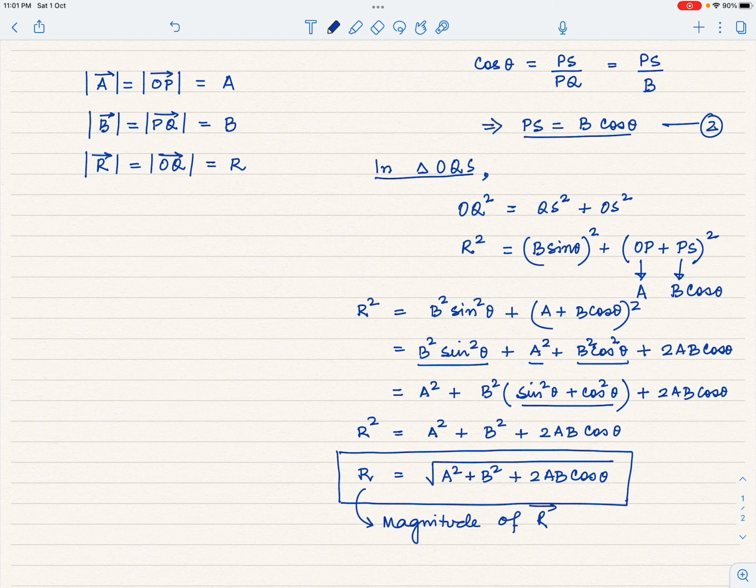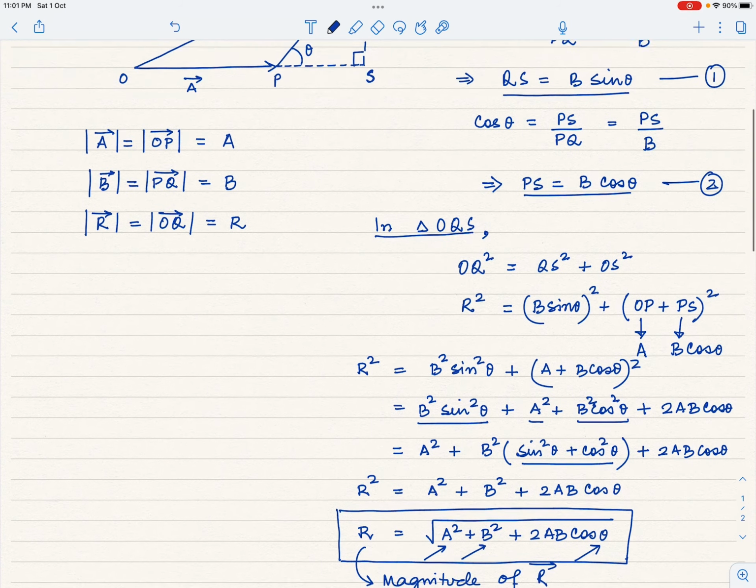See that the magnitude of R does not just depend upon the magnitude of vectors A and B, it also depends upon the angle between the two. So, if we take two vectors having a certain magnitude, and if we keep on changing the angle between those two vectors, the resultant will take different values then. Yes, this is what we understand from this expression.